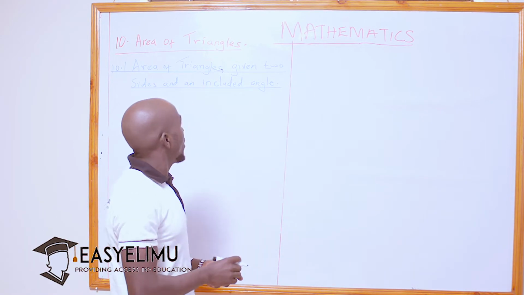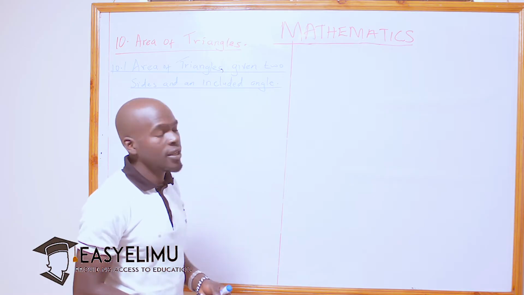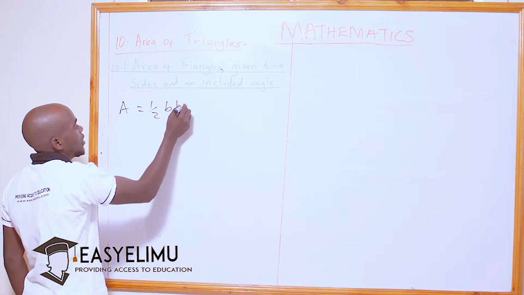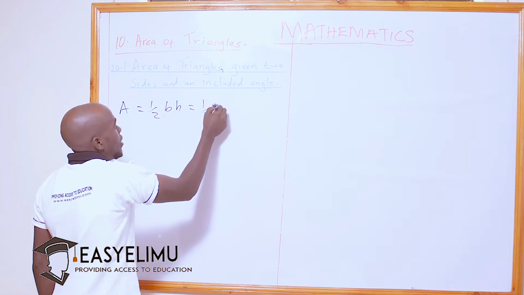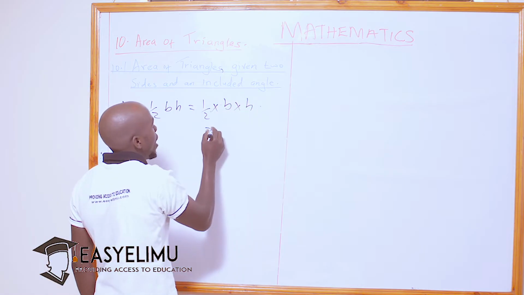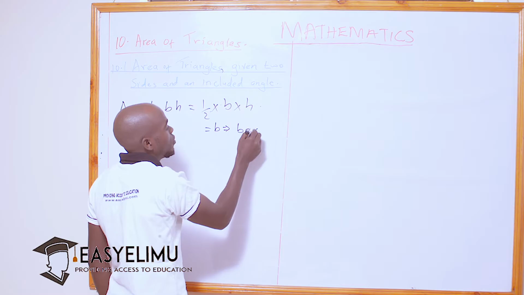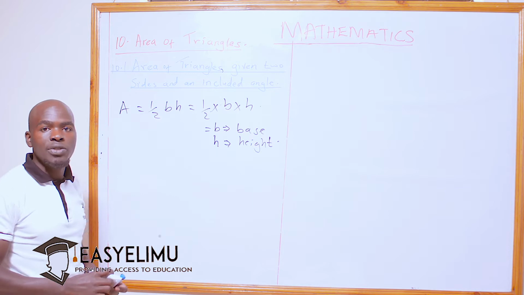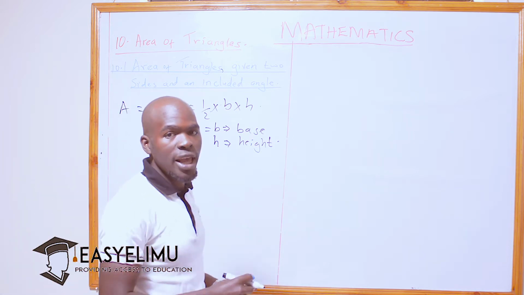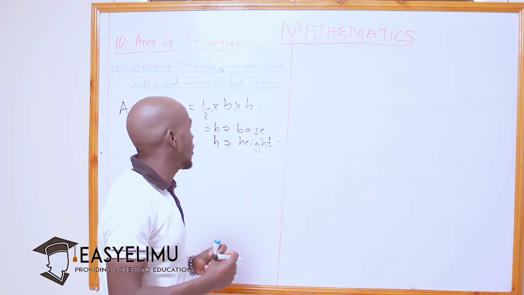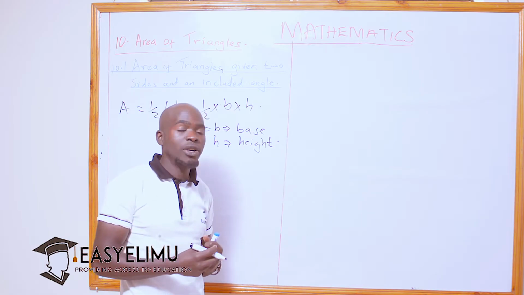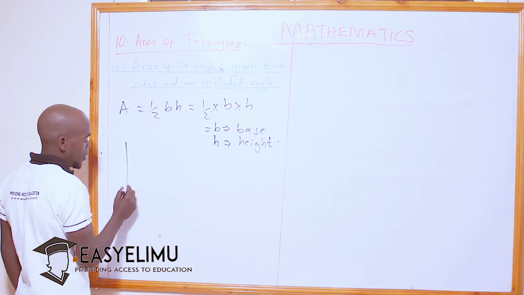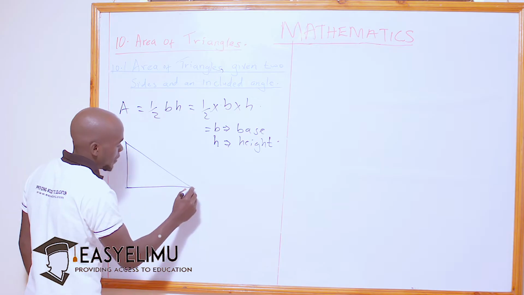Here, we normally know from our previous session that the area of a triangle can be given by a half base height, which means a half times base times height, whereby B represents base and H represents height. And this normally deals with a right angle triangle together with any of the triangles which have height, for instance isosceles or equilateral triangle.